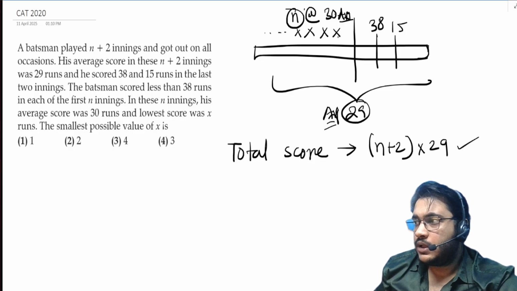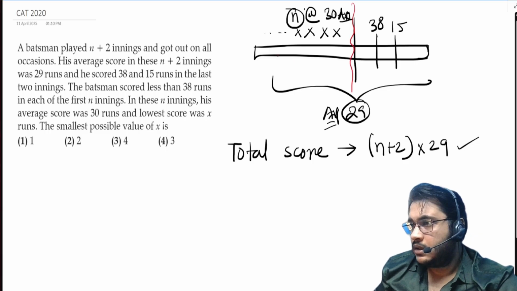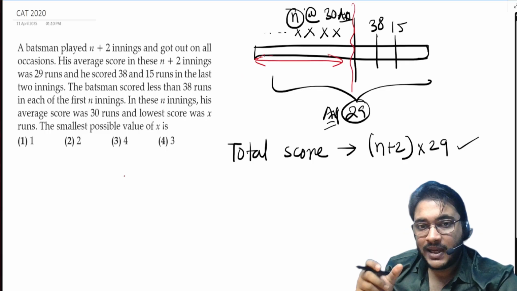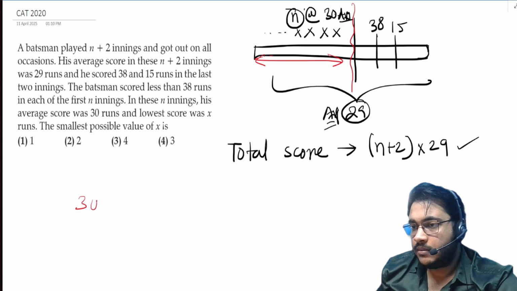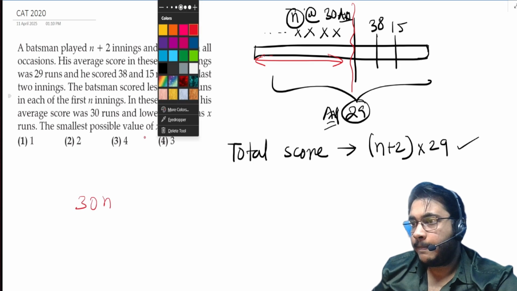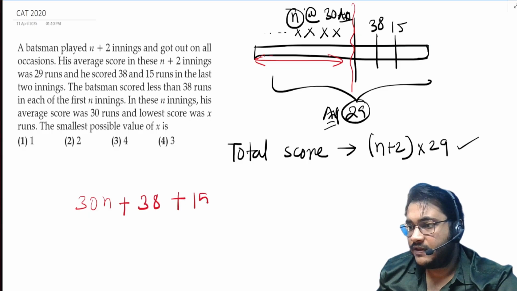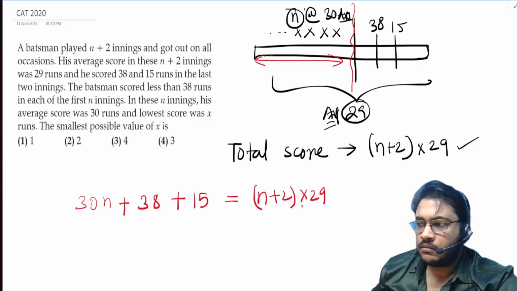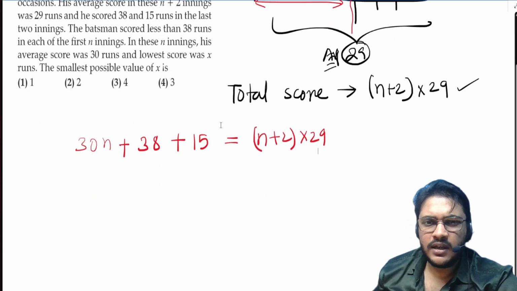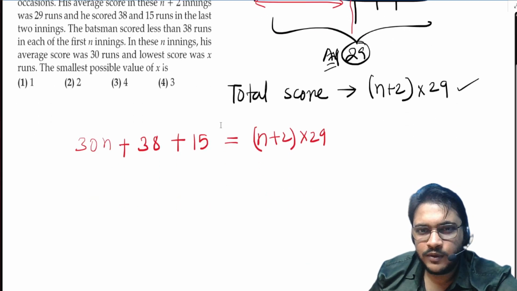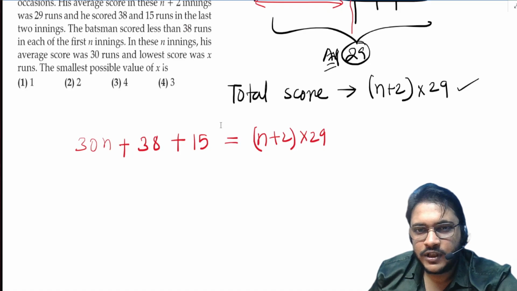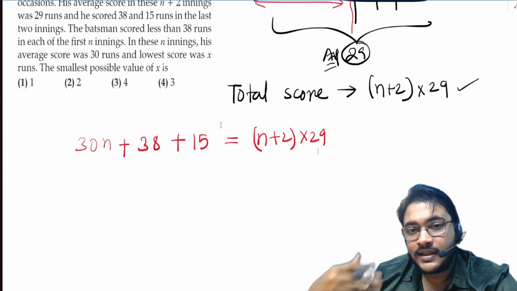The first part, the total score of n matches, will be 30 into n, plus the individual scores, that is 38 plus 15. This will obviously add up to n+2 into 29. Somebody at this point might say, sir, why are you making too many equations? Isn't there a better, optimal method without putting pen on paper? I don't think these types of questions can be solved without putting pen on paper. In an exam condition, though, you shouldn't even solve these questions in the first round. They are for the next round, of course.